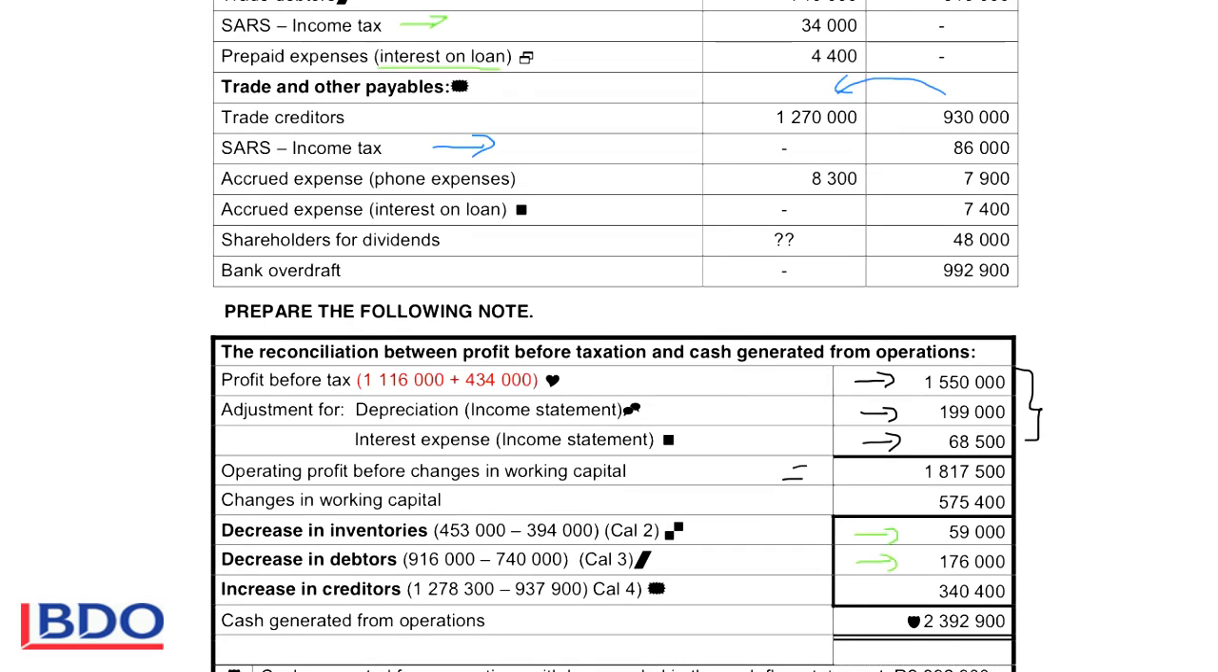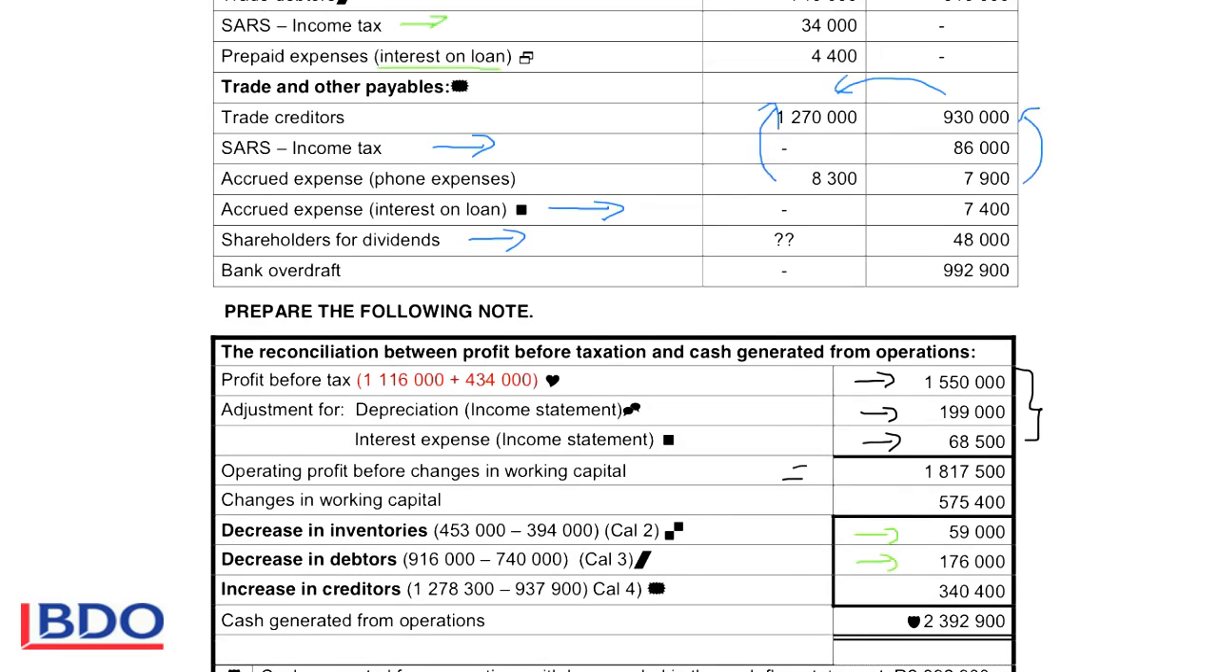Accrued expense for interest on loan will not be taken into account because it's shown separately on the face of the cash flow statement. Shareholders for dividends will not be taken into account because that will be shown as a separate line item, dividends paid. So the only entry that will have an effect with creditors is the accrued expense in connection with the telephone.